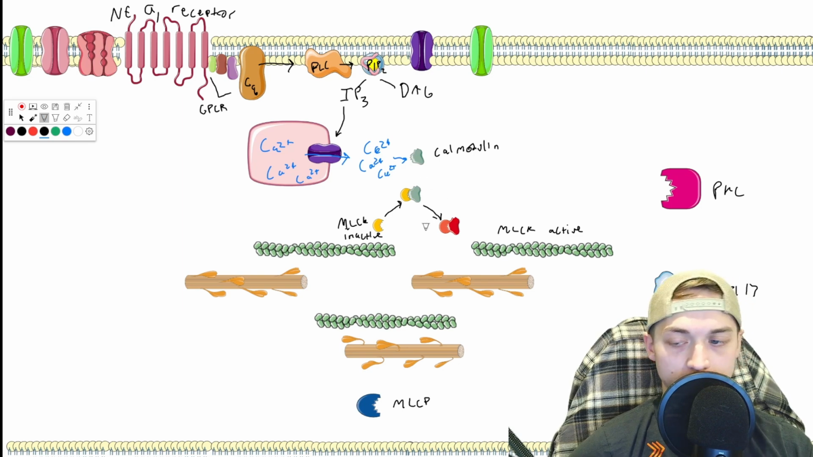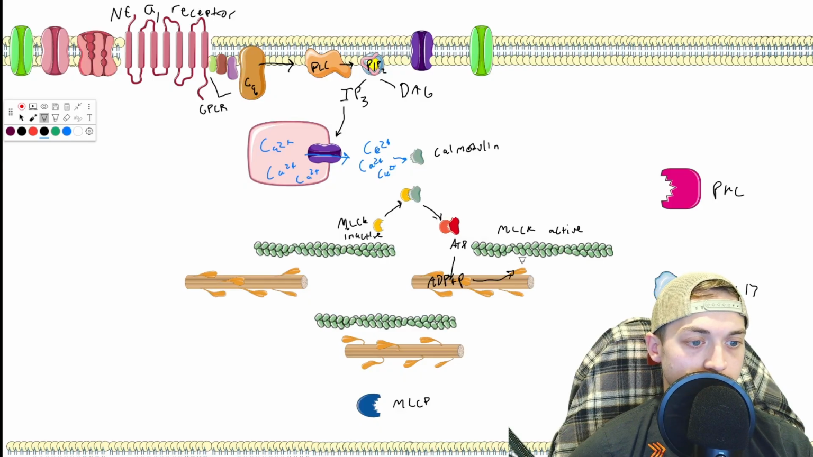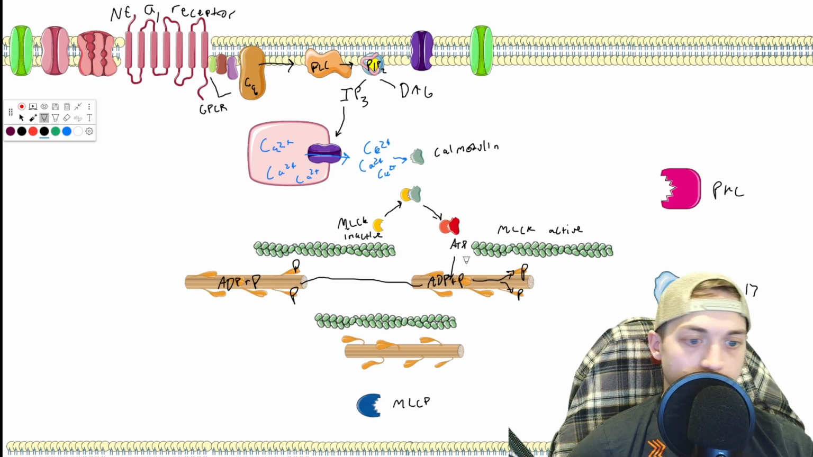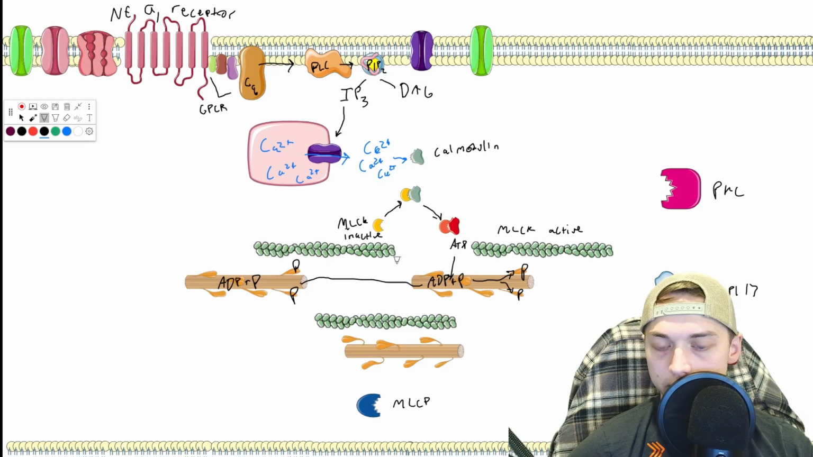Now remember, what does this myosin light chain kinase enzyme do? It's going to take some ATP and break it down into ADP plus P, and this phosphate over here is going to bind to these myosin heads. So let's draw some arrows here. We got ADP plus P binding with that phosphate. And what is this going to do? It's going to allow the muscle to actually contract.